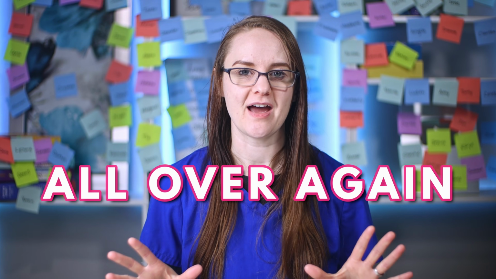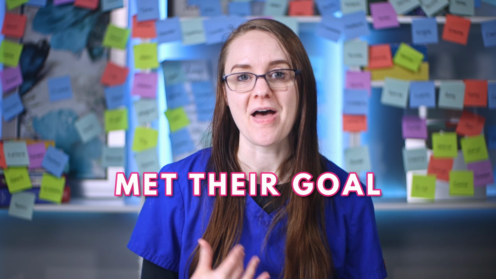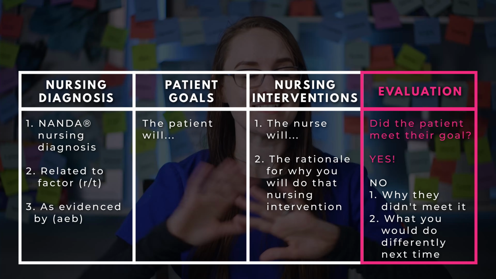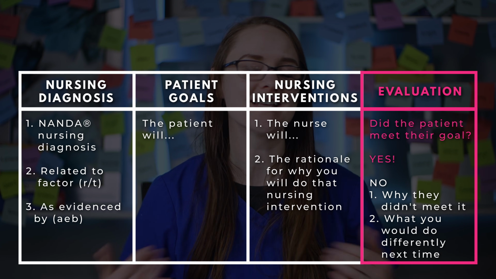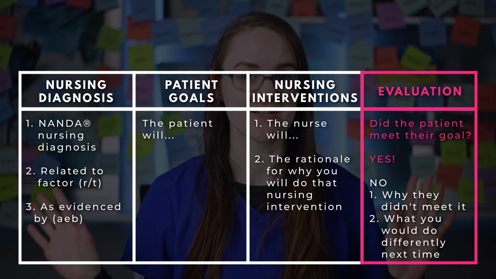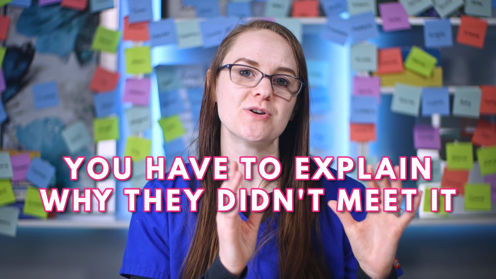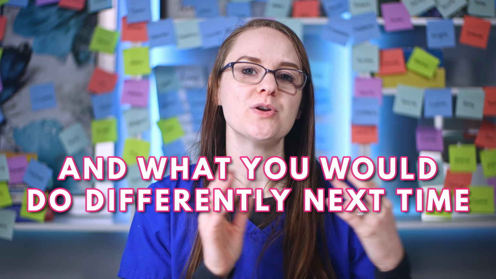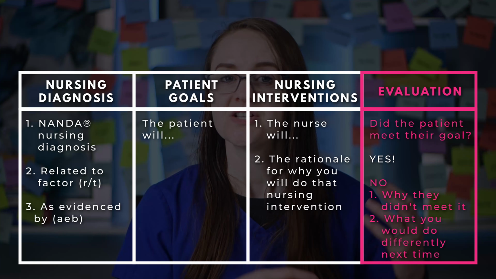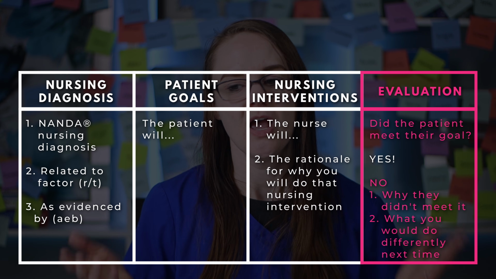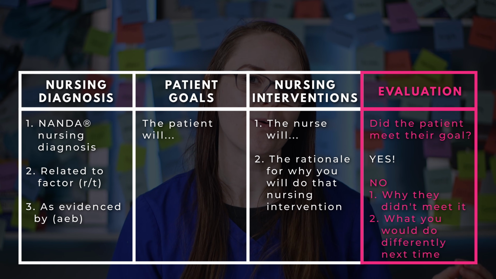And then the last column of your nursing school care plan is the evaluation column. This is really just an assessment all over again. In the evaluation column, you will say whether or not your patient met their goal. If they met it, fantastic. You don't have to do anything else. That's great. Everything's fine and dandy. But if they didn't meet their patient goals, then you have to explain why they didn't meet it and what you would do differently next time. What would you change in your care plan in order to help your patient meet their goal next time?